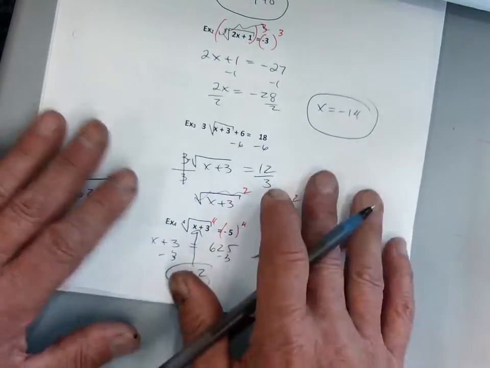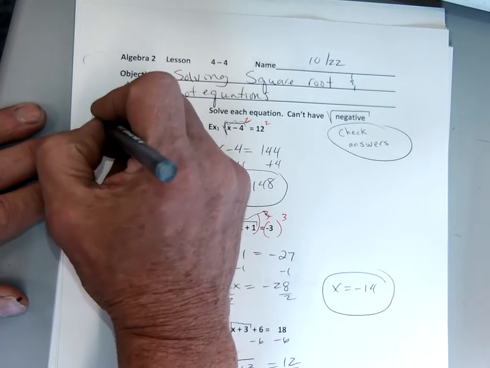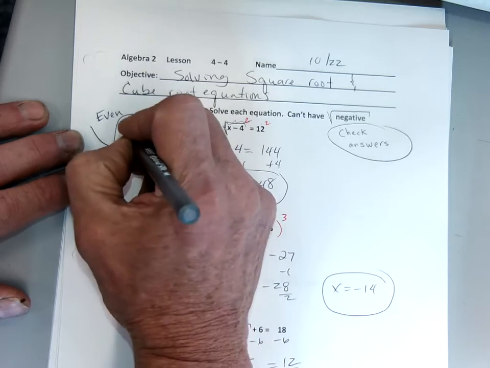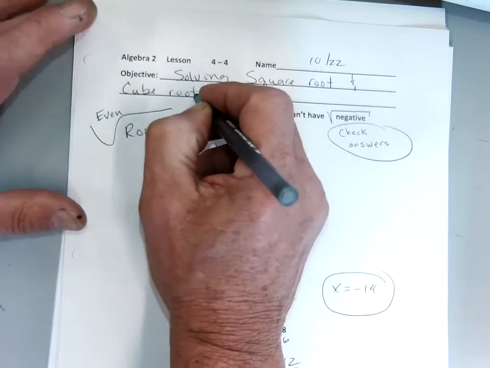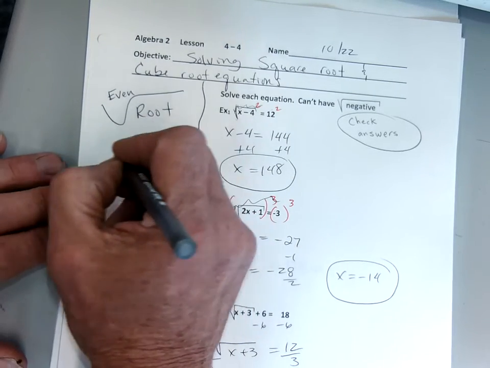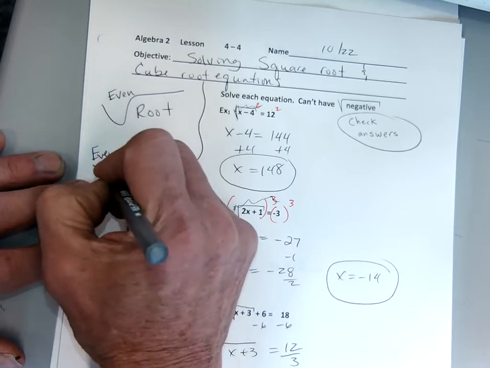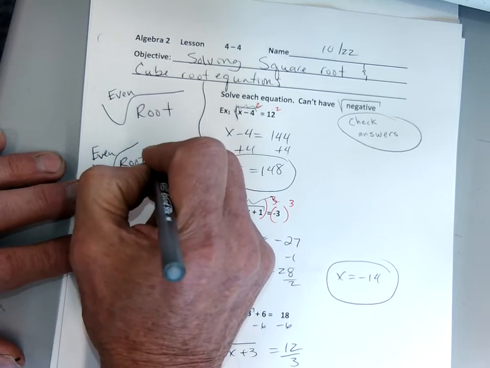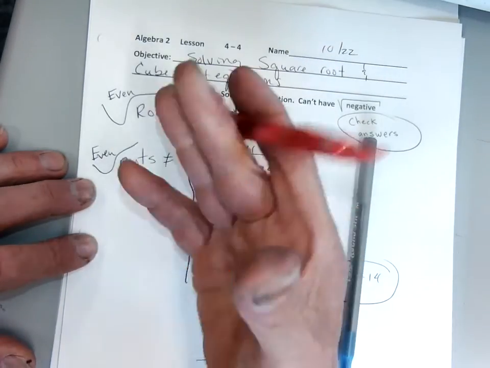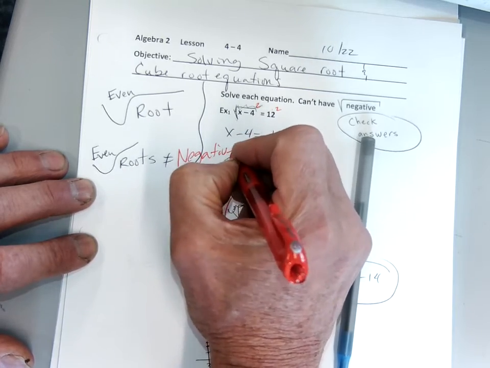So let's write ourselves a little note so we don't have to work. If we have any even roots, little note: even roots cannot equal negative numbers. They can't. So it'd be no solution.